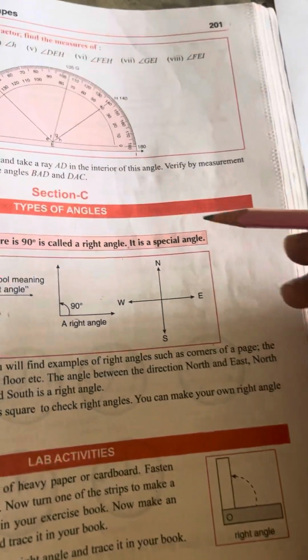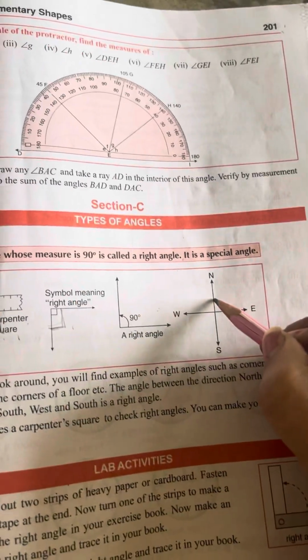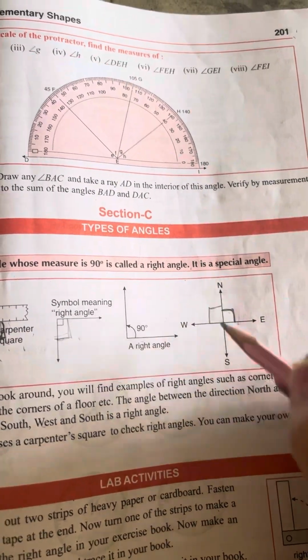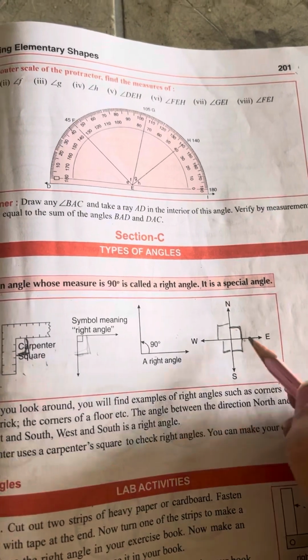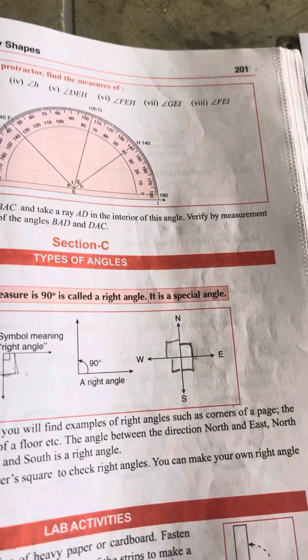These are the poles: north, south, east, west. The angle between these poles is 90 degrees. Each angle is 90 degrees, this one 90 degrees, 90 degrees. The sum of all these four angles is 360 degrees, as you know, the complete angle.